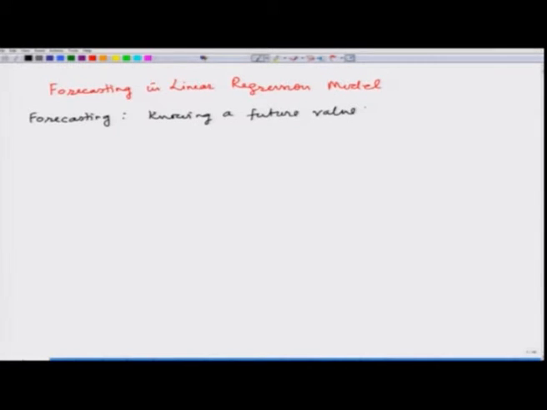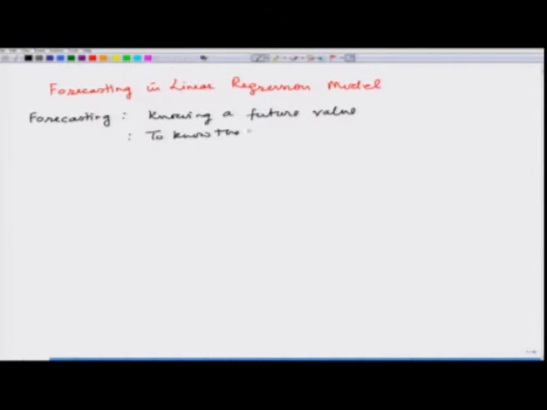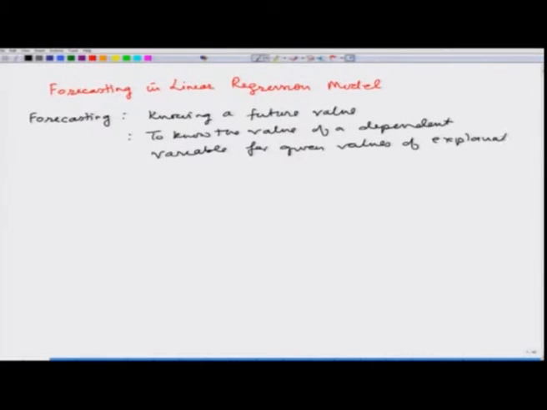Now, there can be various ways to do the forecasting, but in this course we are aiming to do the forecasting using the setup of the multiple linear regression model. And in that context, forecasting is simply to know the value of a dependent variable for some known or given values of explanatory variables or independent variables.